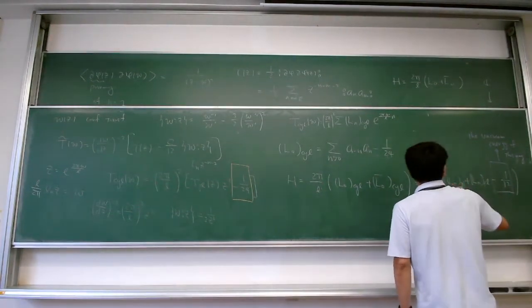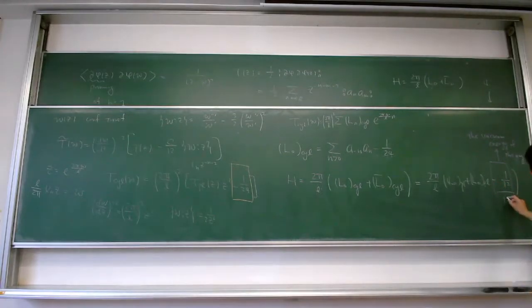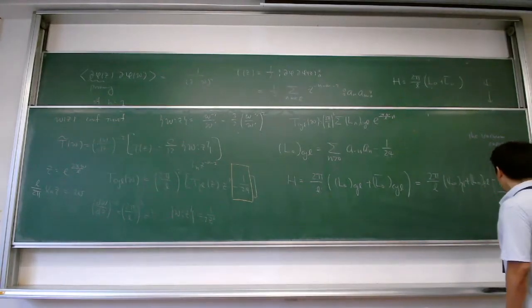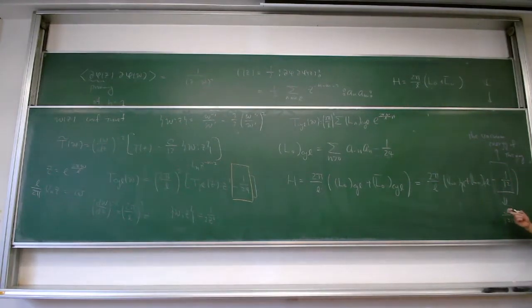In general this becomes c over 12. So the central charge of the CFT is very important because it also measures the vacuum energy of the theory on the cylinder. Okay, so this was the, yeah.